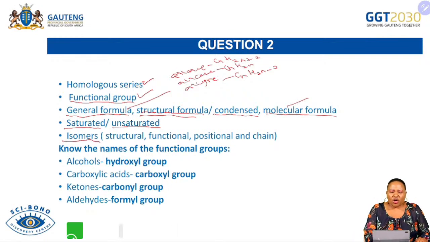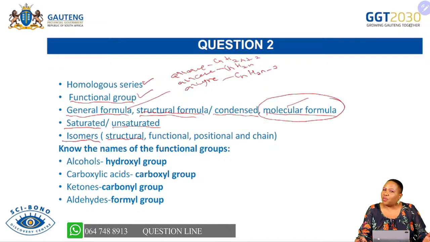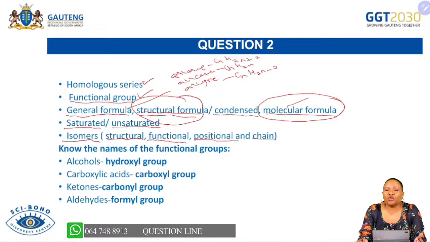Then we talked also about isomers, where we talked about structural isomers, and we said structural isomers are isomers with the same molecular formula but different structural formula. If you didn't understand what is meant by molecular formula, it won't be easy for you to understand isomers, because what makes isomers isomers is that they must have the same molecular formula, but when you draw their structure, which is our structural formula, they must be different. Our structural isomers are divided into functional isomers, positional isomers, and chain isomers, and those were also explained to you.